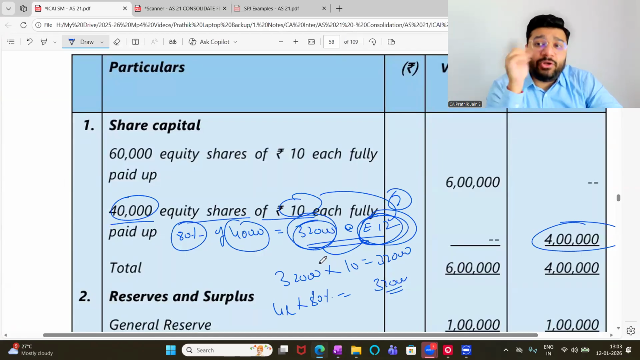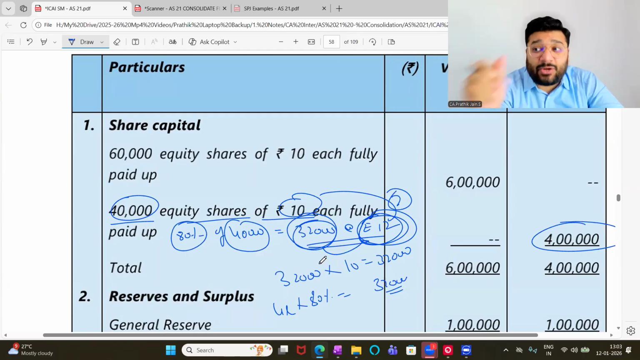Now, think about when capital reserve will come. Can the shares be issued at discount? Not possible. Only sweat equity shares can be issued at discount. Shares can be reissued at discount, but shares can never be issued at discount.